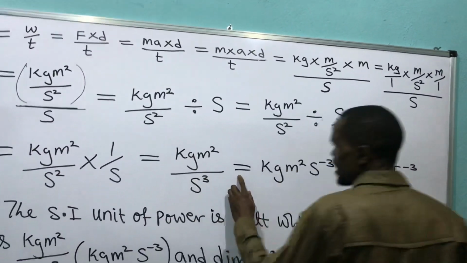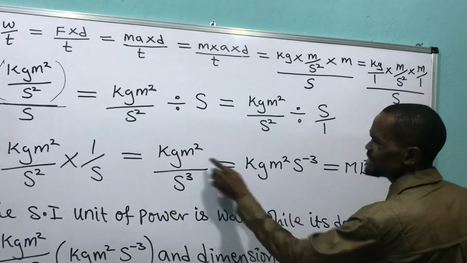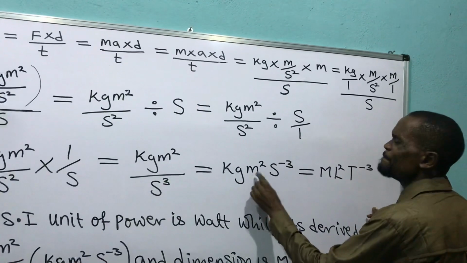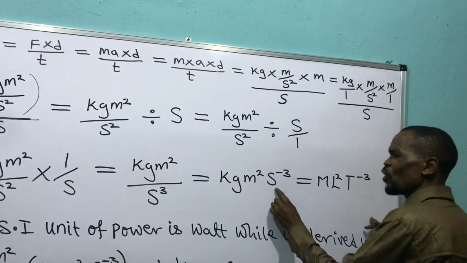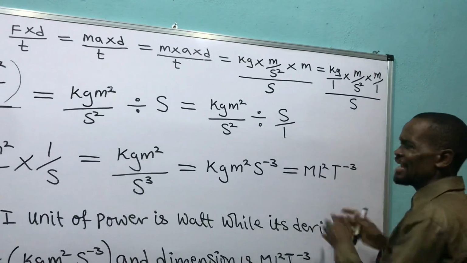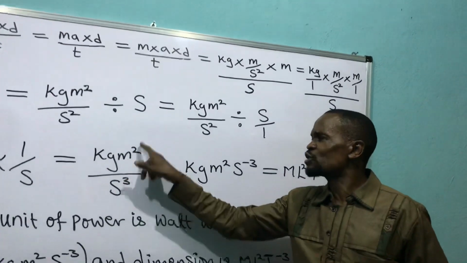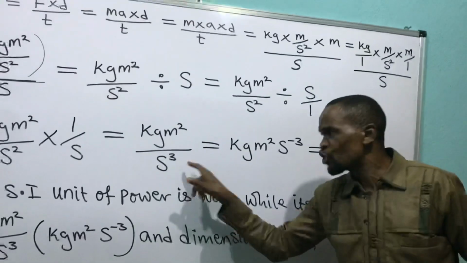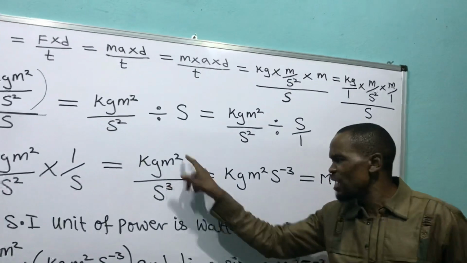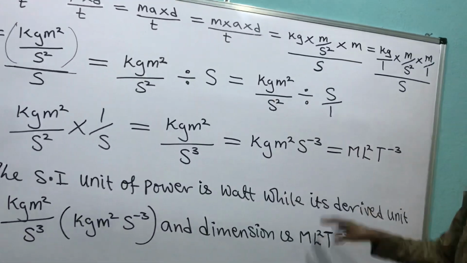And doing that, I can now say that this can be written as kilogram meter squared seconds minus 3. And that's what we call kilogram meter squared per second cube. That's what it is.